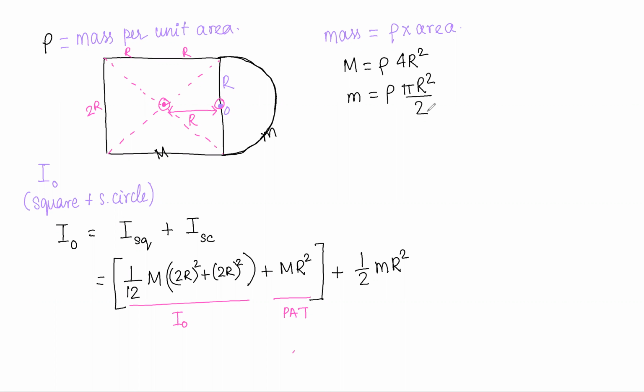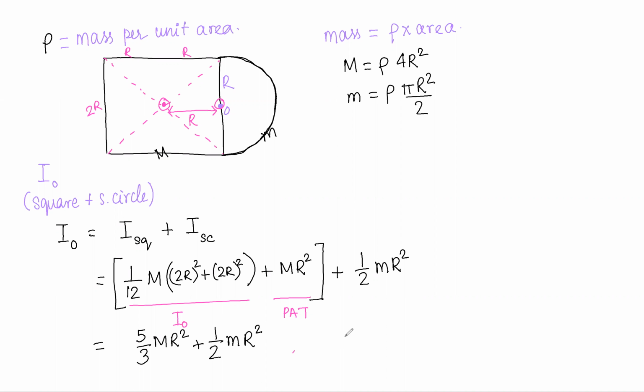Put these values back in the equation. Solving and putting these values together, this will be equal to 2r squared times 4r squared plus 2r squared times 4r squared, and 4r squared plus 4r squared is 8r squared. So this is 8m divided by 12. 4 twos are 8, 4 threes are 12. So this is 2 by 3 m r squared plus m r squared. 2 by 3 plus 1 is basically 5 by 3 m r squared. That's the first term, plus 1 by 2 small m capital R squared.